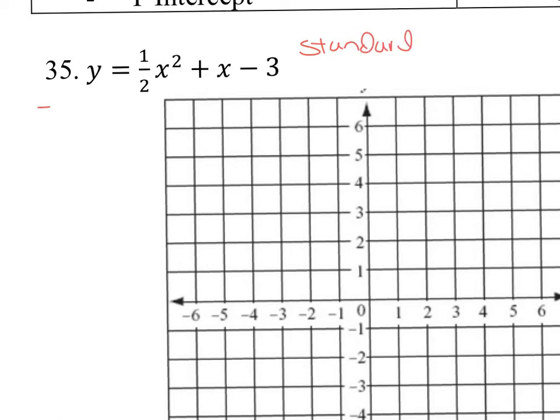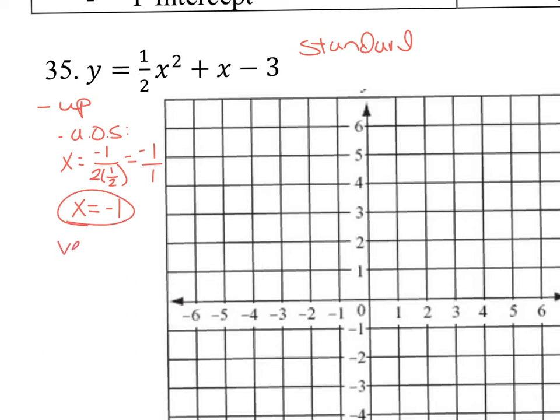So I'm going to first say that it opens up. And now to find the axis of symmetry, I have to do x equals the opposite of b over 2 times a. So I have negative 1 over 1, so x is negative 1. That's my axis of symmetry. So now to find my vertex, that's my x value.